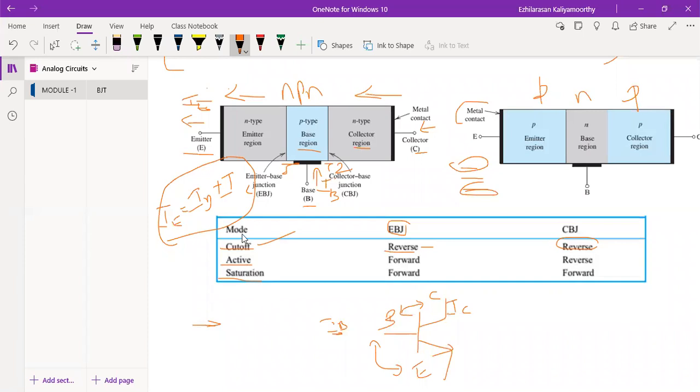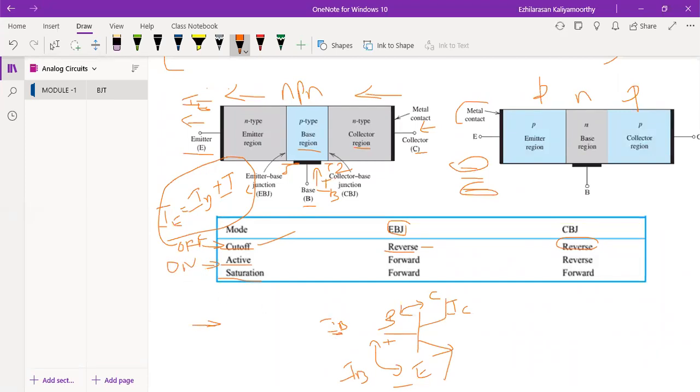Next, if you want to work this device in active mode, the emitter-base junction should be in forward bias, and here the collector-base junction will be in reverse bias, that is plus and minus. Then the transistor will be active. Cutoff means the device is off. So when it is active, the transistor is on.